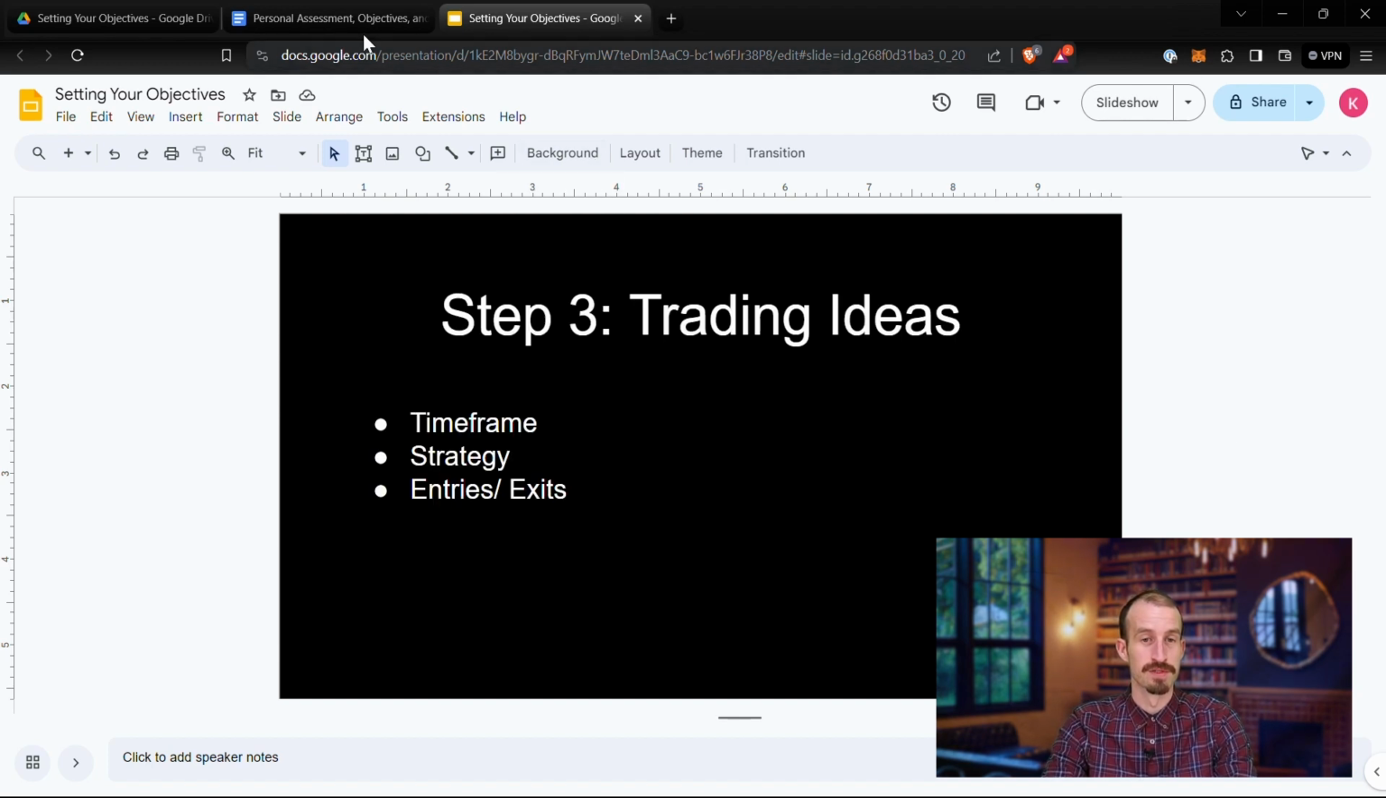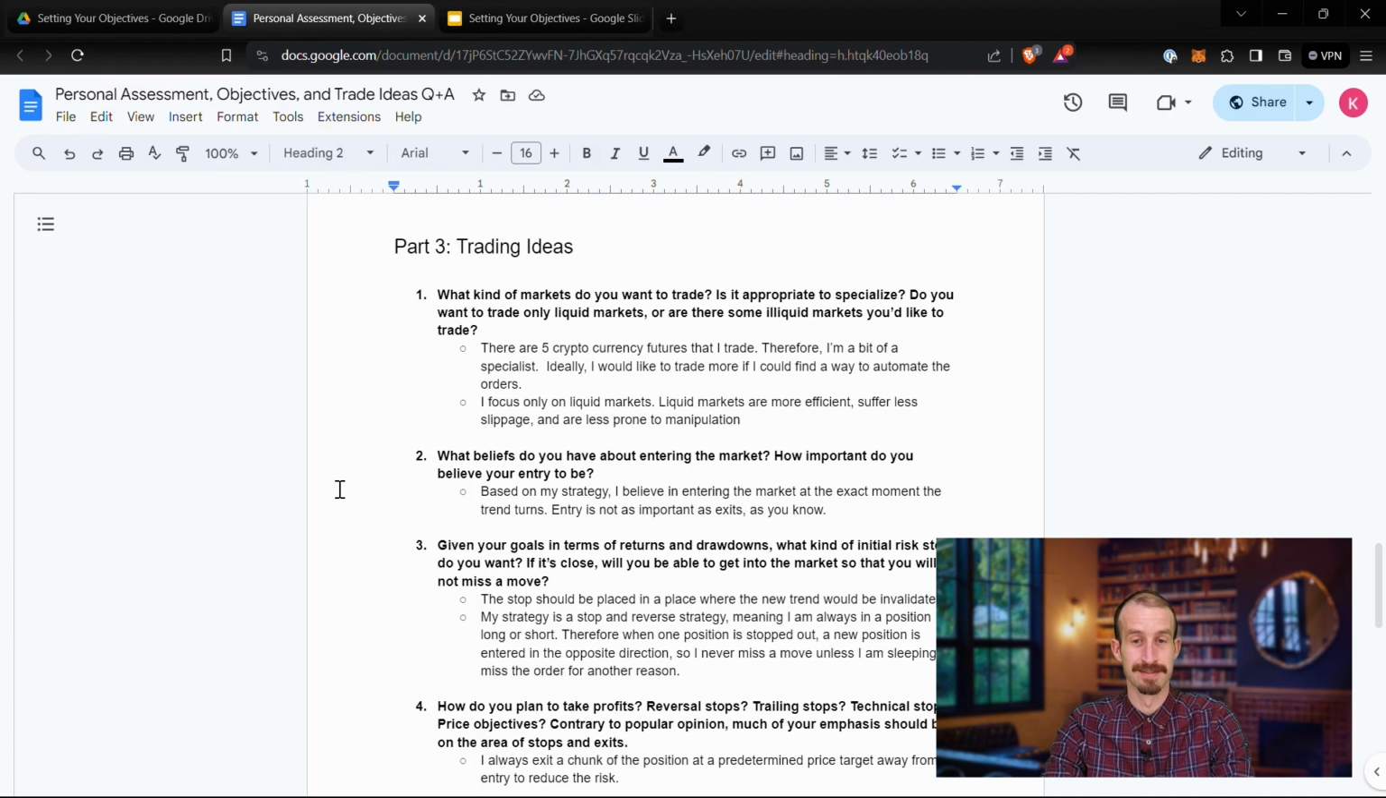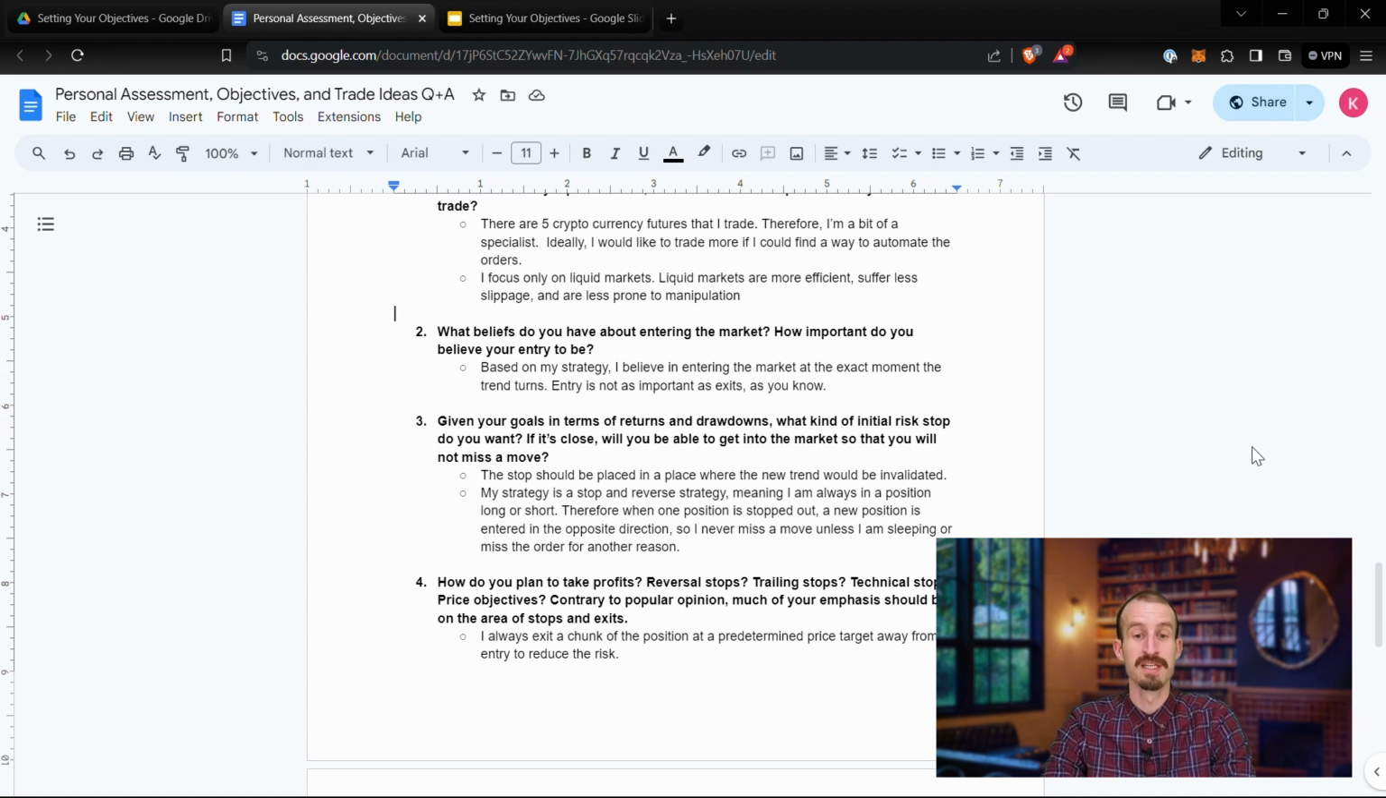So let's skip over to the questions for trading ideas. Question 1, what kind of markets do you want to trade? Do you want to specialize? Do you want to generalize? Liquid markets, illiquid markets? Okay. What beliefs do you have about entering the market, and how important do you believe your entry to be? Spoiler alert, the entry is the least important thing, at least in my opinion, and a lot of other top traders and investors. Entering the market is not as important as exiting the market, okay? That's where the money is made. That's what separates the amateurs from the professionals.